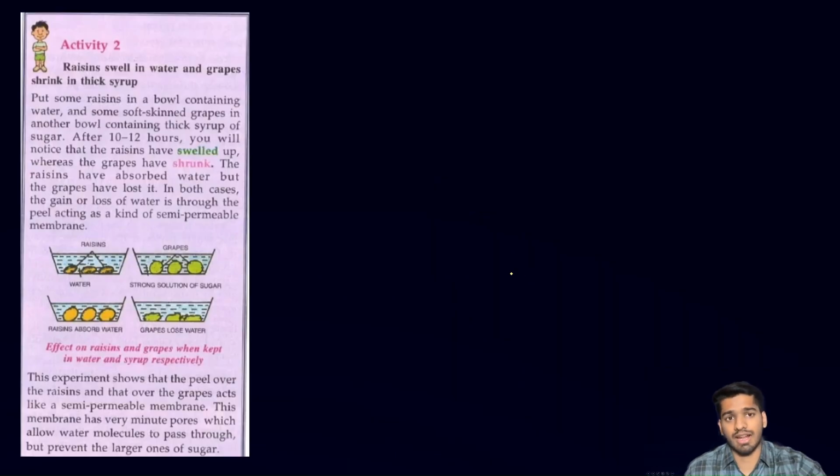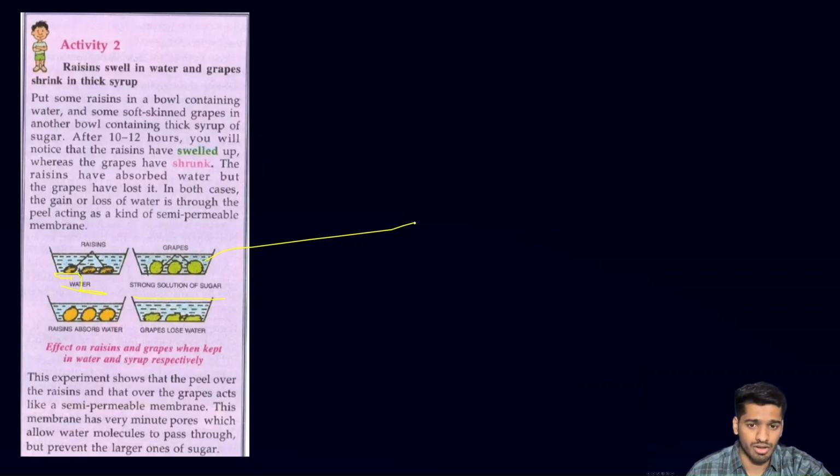Now, let's take one example, one activity, very easy to understand. I have two bowls. This one has raisin and just simple water. No, we have not added anything. And one more bowl, which has grapes. And in this, the water is added with a thick amount of sugar. So this is nothing but a sugar syrup, and this is nothing but simple water.